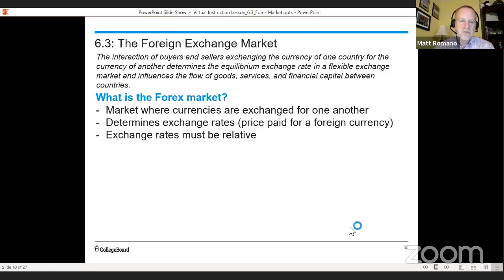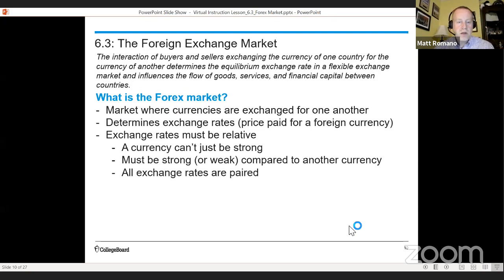Exchange rates have to be relative, and it's important that we keep this in mind. All exchange rates are going to be paired up. You can't just say that a currency is strong or a currency is weak. If you're talking about the US dollar and you say the US dollar is strong, well, that's an incomplete statement. You've got to compare that relative value to some other currency. You could say the dollar is strong relative to this currency, but it's weak relative to that, or it got stronger relative to this currency or weaker relative to that one. But it can't do it in and of itself. It doesn't work that way. So exchange rates are paired. We have to have them together.